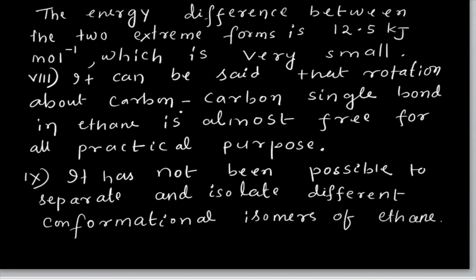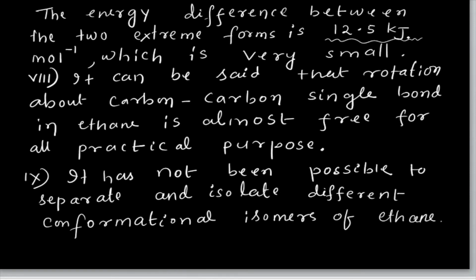Here you can see the carbon single bond rotation is free. It is also a valid conclusion. Why? Because the difference in energy is very, very small. It is not so effective on the rotation. That is why you conclude, yes, conformation takes place in ethane.